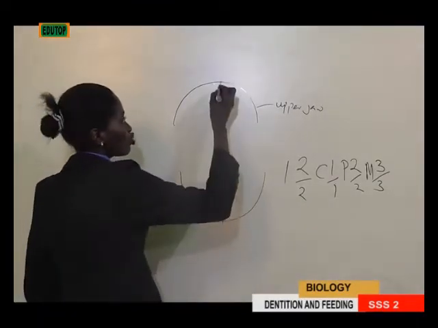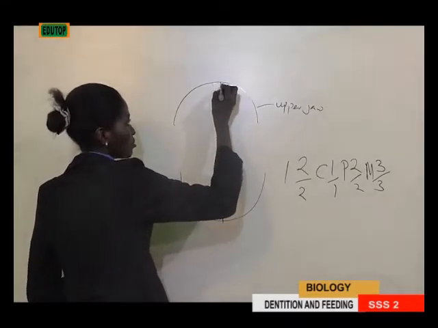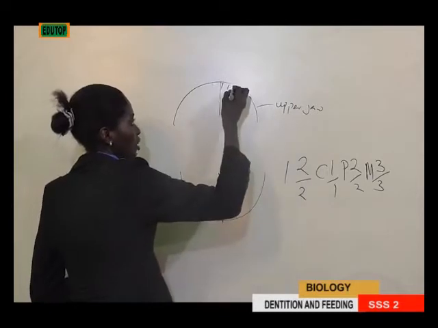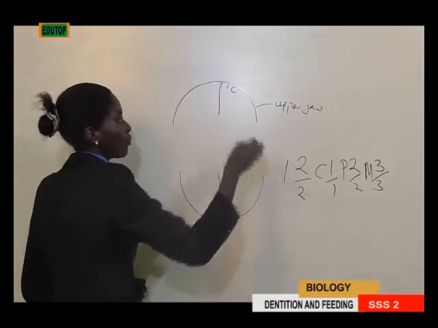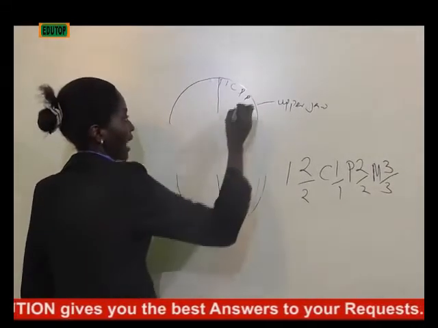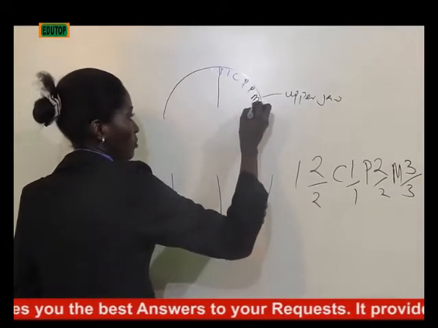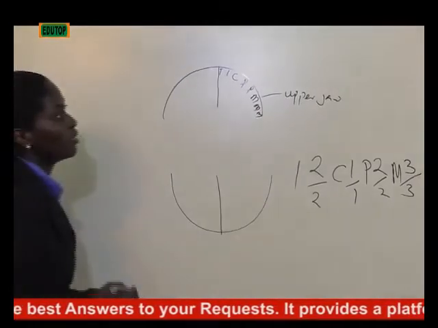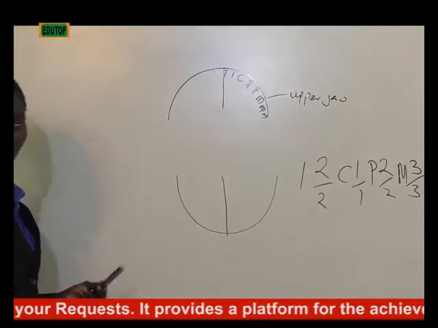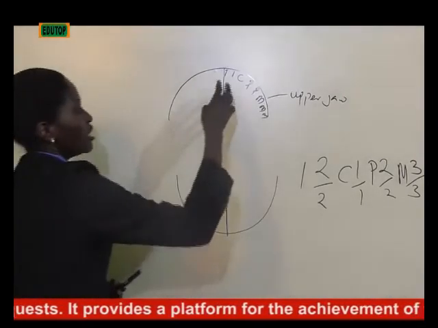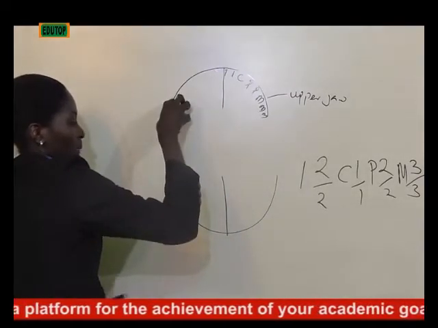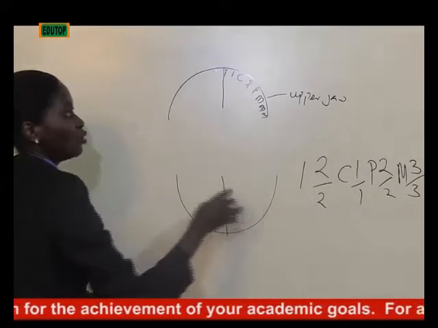So you have 2 incisors, then we have 1 canine, so just 1 canine. Then you have 2 premolars, premolar 1, premolar 2. Then you have 3 molars, so you have molar 1, molar 2, molar 3. So in an adult man, this is the kind of arrangement you have. So you have this representation for the other part of the upper jaw, the 2 sides of the lower jaw.